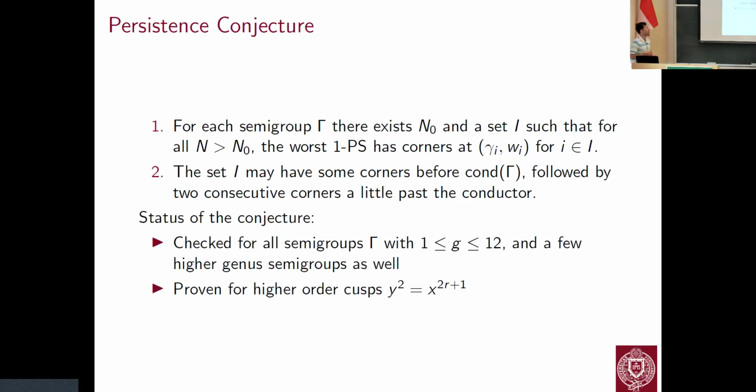Okay, so let me tell you a little bit about the status of this conjecture. We checked it again using software for all semigroups of genus 1 through 12, as well as a few higher genus semigroups. So we've got a lot of computational evidence for this. And we've also proven this for all higher order cusps, so singularities of the form y squared equals x to the 2r plus 1 for any integer r. We've got an outline of a proof of this result, but we haven't written down all the details yet. So I'm calling it a conjecture today, but I'm hoping that you'll see it in a preprint in the not too distant future on the arXiv.